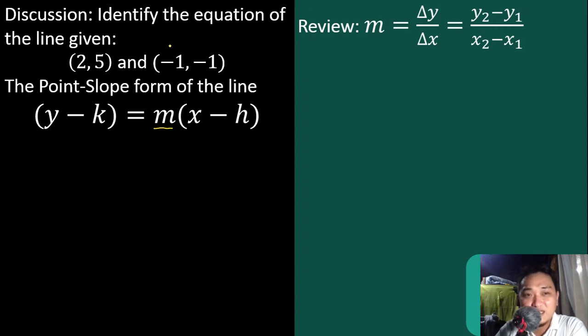Sige. Let us assign this x sub 1, and let us assign this y sub 1. Ito naman, i-assign natin to as x sub 2, and let us assign this as y sub 2. So, yung meron ka ng sub 1, sub 2, now, we are ready to get the slope. All we have to do now is to substitute for the value of y sub 2, y sub 1, x sub 2, and x sub 1.